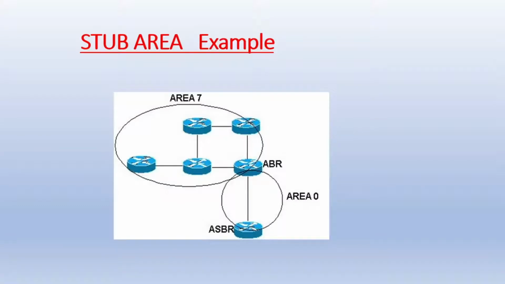This is the example of a Stub area. See, we have an ASBR that is injecting the EIGRP AS routes, the Type 5 LSA, into the area 0. And we have an ABR which is connecting the area 7 to area 0. So the concept is that we are going to block the Type 5 external LSA. So the ABR will not inject the Type 5 external LSA into the area 7 as it is the stub area.